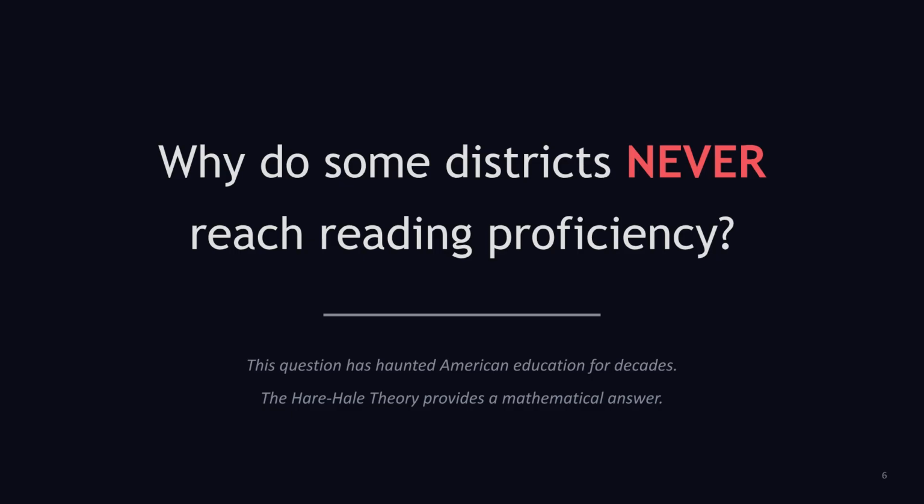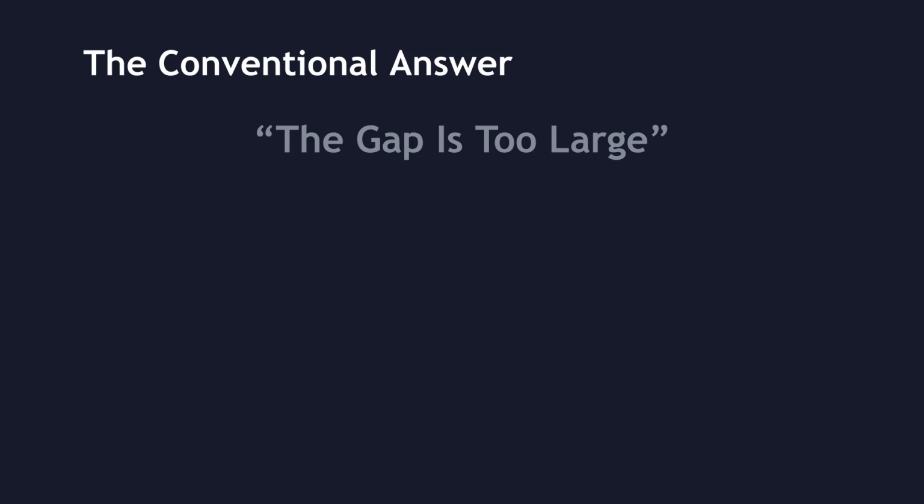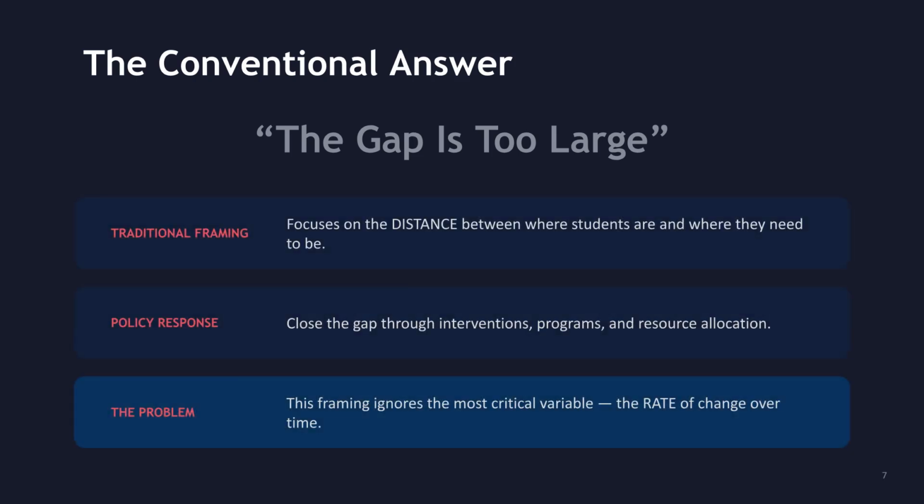The central question explored in this video is, why do some districts never reach reading proficiency? The Hare theory provides a mathematical answer to this long-standing question in American education. The conventional answer is that the gap is too large. This traditional framing focuses on the distance to proficiency. The problem, however, is that this response ignores the most critical variable, the rate of change over time.